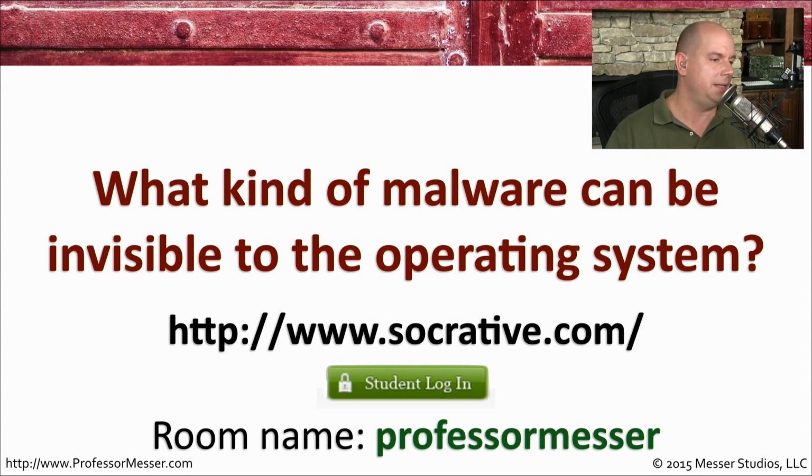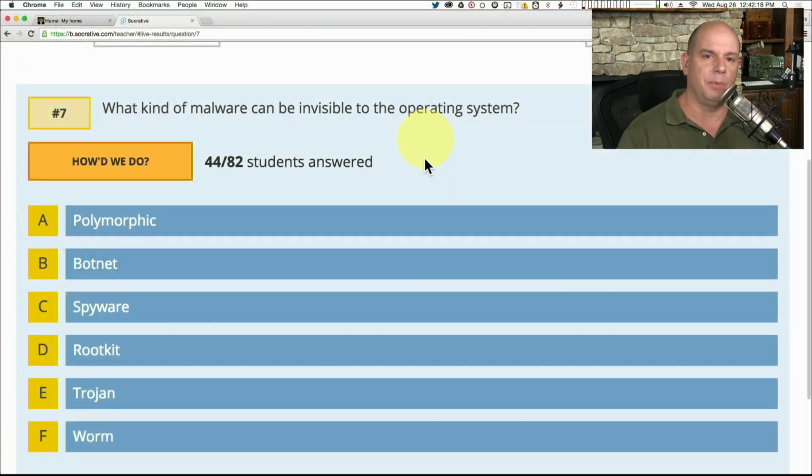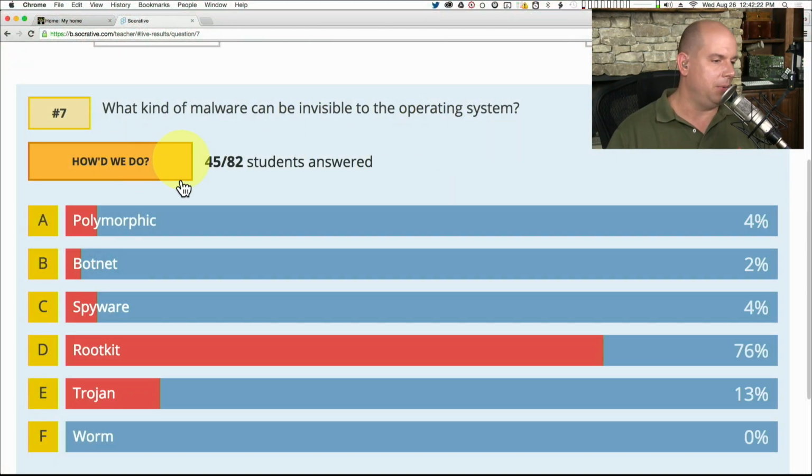So let's see how we did with this one. What kind of malware would be invisible to an operating system? I just can't see it at all. What would it be? Let's see how we did. 76% of you, a vast majority, said D rootkit. But 15% of you, the next highest, said that could be a Trojan because it's invisible to the operating system.